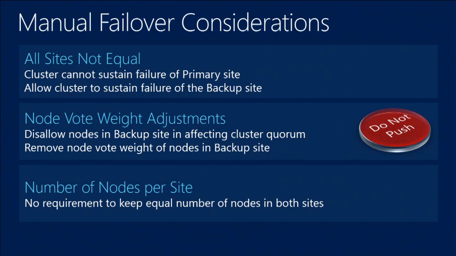Because you already have this primary and DR site, having all nodes be equal in both sites is actually not a requirement in that scenario. You actually decide how many nodes you want in either of the sites. Just make sure all the nodes in the primary site have votes.